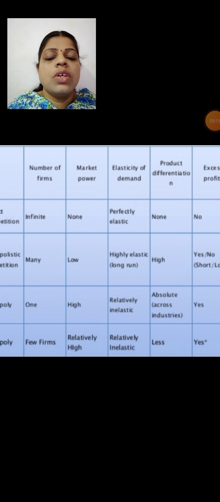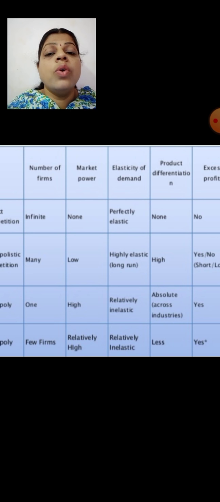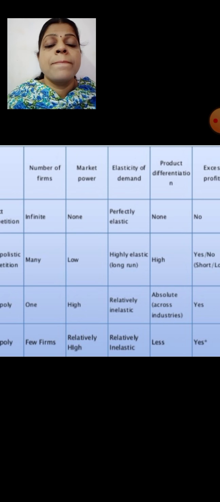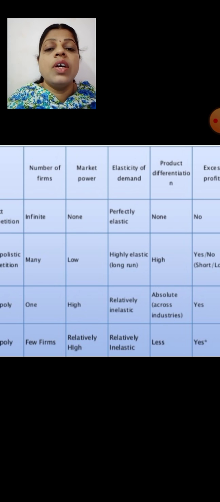Next, about the oligopoly market. What about the demand curve in the oligopoly market? That is relatively inelastic. That means no changes will be there in the demand curve according to the changing prices. That is relatively inelastic, related with the prices. The demand will be inelastic. So that is the elasticity of the demand.